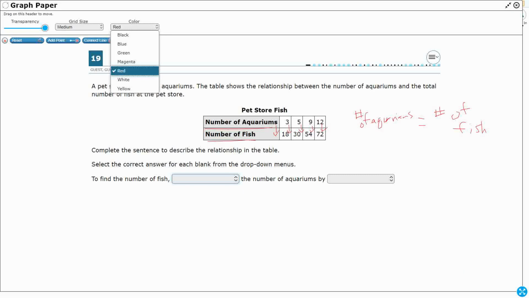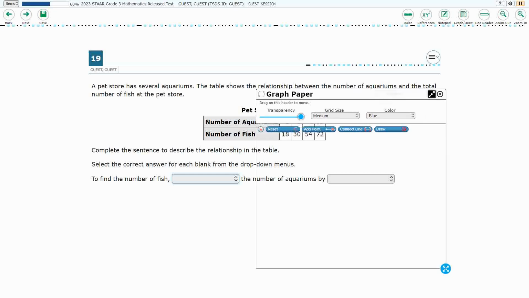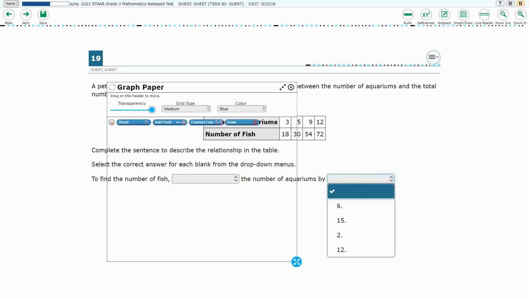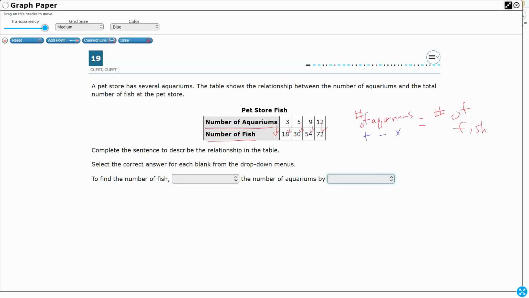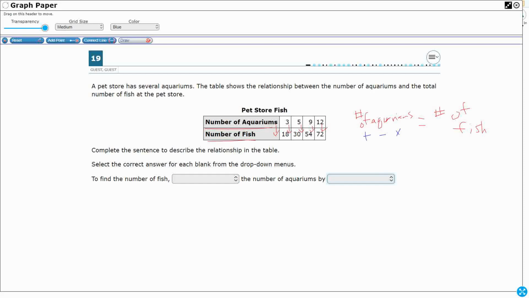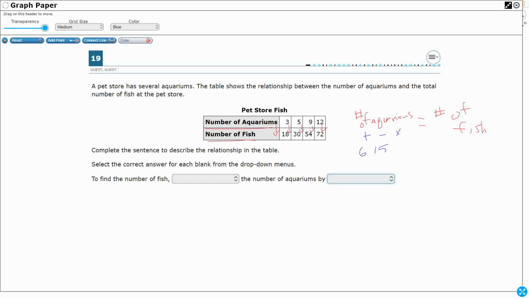Okay, so I'm just going to draw those three options. So, we'll do it vertically. Add, subtract, or multiply those by, what are my options? 6, 15, 2, and 12. By 6, 15, 2, or 12. And that gets us the number of fish.